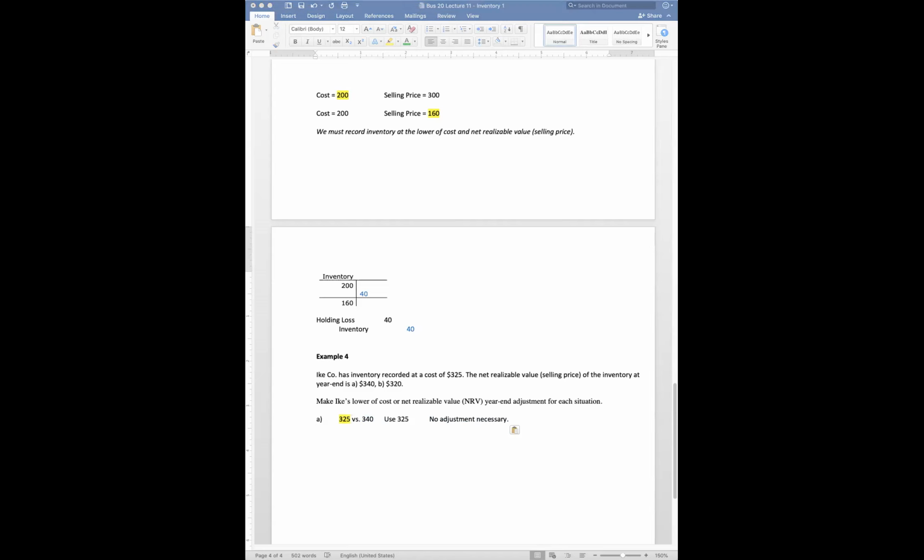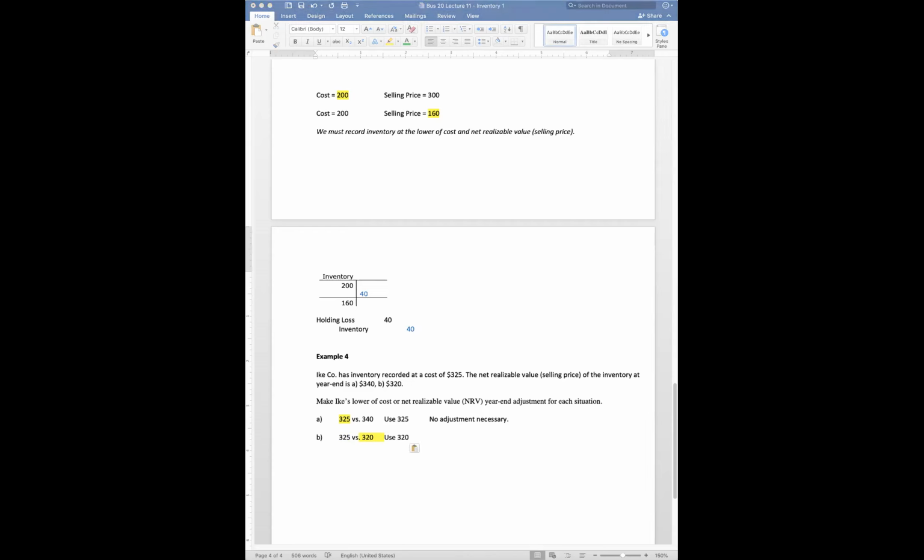Okay. So that's what we have in part B. So in part B, the cost is $325, but the selling price is $320. So which one are we going to use? Well, we're going to use the lower one, which is the $320. All right, now, if we're using $320, how much is in the T account right now? Well, what's in the T account is $325. So we're going to need to make an adjustment.